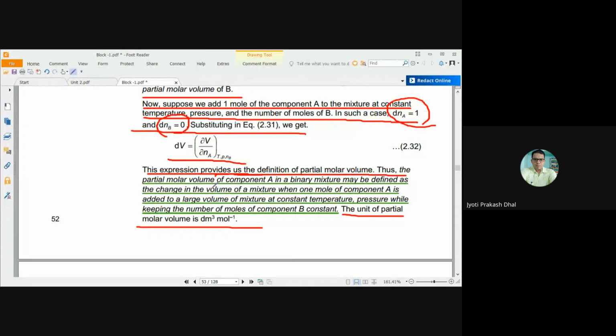Thus, the partial molar volume of component A in a binary mixture may be defined as the change in volume of a mixture when 1 mole of the component A is added to a large volume of mixture at constant temperature and pressure, while keeping the number of moles of the other component B constant. Now, the unit of partial molar volume is liter per mole or decimeter cube per mole.